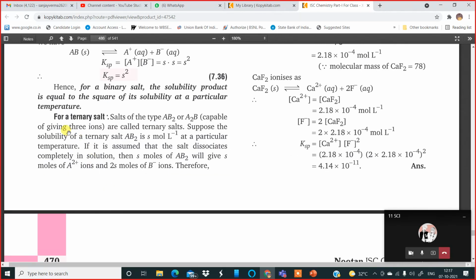Now, looking at a ternary salt, a salt of the type AB2 or A2B, capable of giving how many ions? 3 ions are called ternary salts. Suppose the solubility of a ternary salt AB2 is S moles per liter at a particular temperature. If you assume that the salt dissociates completely in solution, then S moles of AB2 will give S moles of A2+ and 2S moles of B- ion.